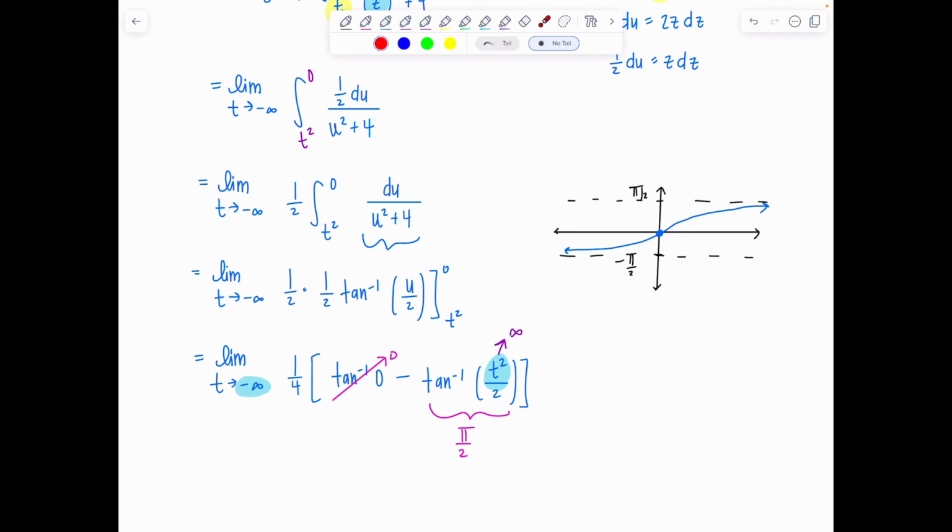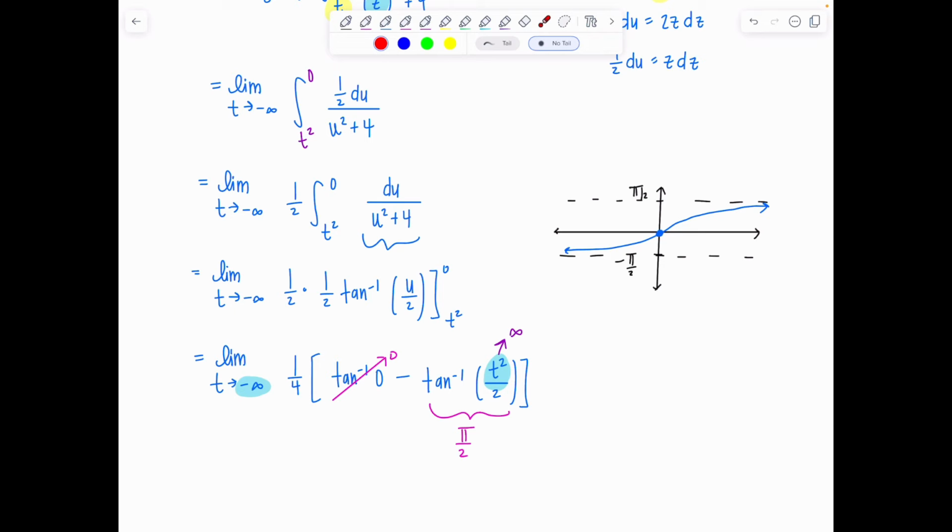Some people got confused with that because this t is squared. So the argument's going to positive infinity, so we're going to positive pi over 2. If this t had not been squared, if it was just t, yes, then if t goes to negative infinity, this would all be negative infinity and you would have negative pi over 2. But that squared changed it all for us.